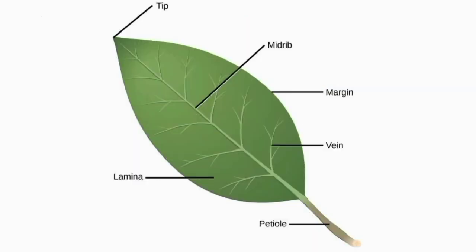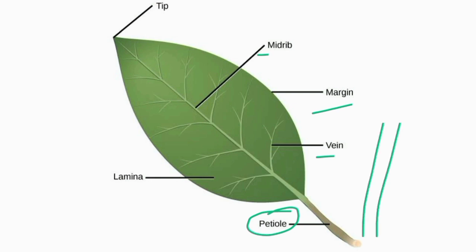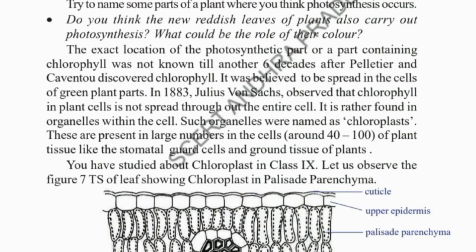This is a leaf, and these are certain parts of the leaf. There is a part of the leaf which is known as the petiole. The petiole is attached to the stem. Even photosynthesis can occur in the petiole if the petiole has chloroplast. Now the scientists wanted to know the exact location of the photosynthetic part. Let me read this paragraph. The exact location of the photosynthetic part, or the part containing chlorophyll, was not known for another 6 decades, meaning for 60 years it was not known which part is responsible for photosynthesis.